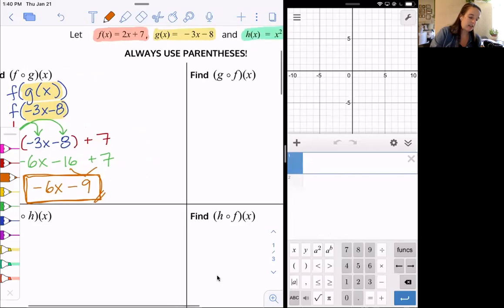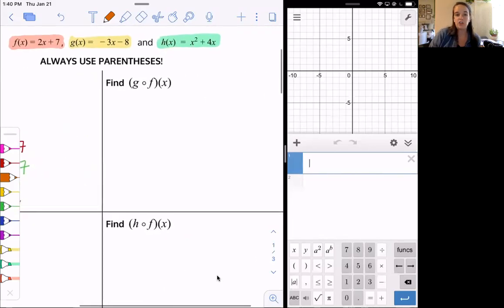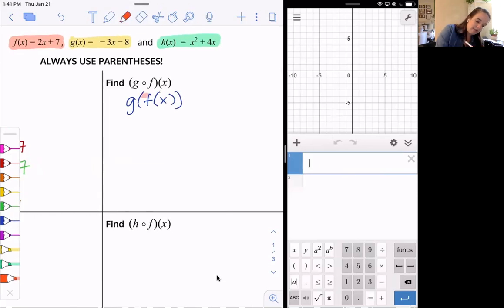So we're going to try this next one right here, which is g of f of x. So this time we have g of f of x, like this. What is f of x? What is the function f of x? If I was going to take out f of x, what would I put in instead?